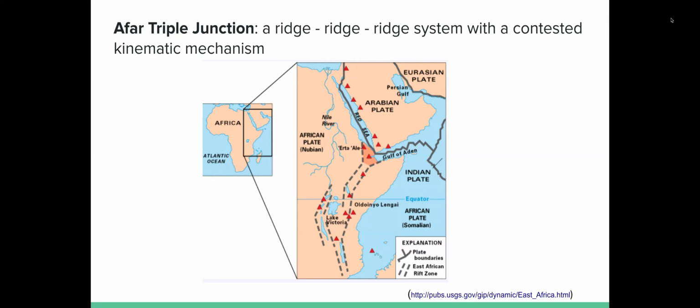At the center of the triple junction, shaded in red, is the Afar triangle, which is this geologic depression that is a very tectonically active region. And it has a long history of volcanism and seismicity, and it's also been the subject of debate regarding the kinematic mechanism that allows for the accommodation of this three-way divergence.